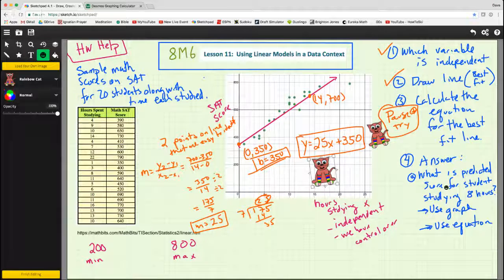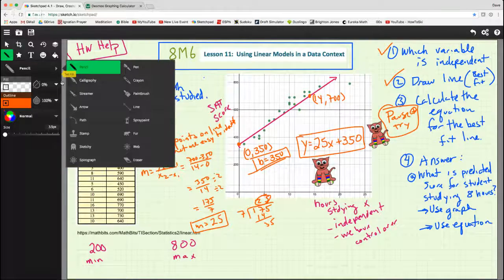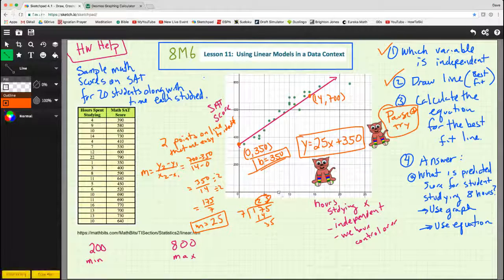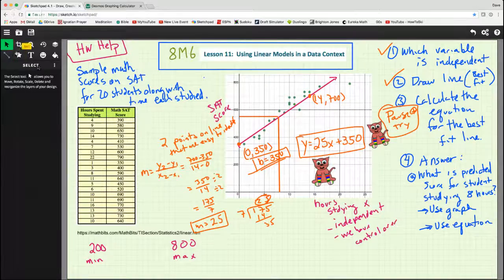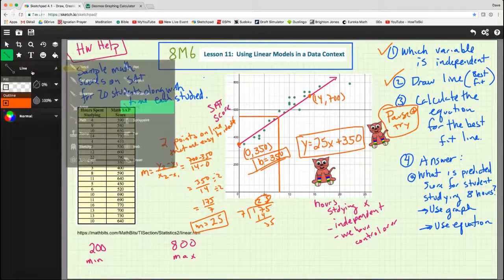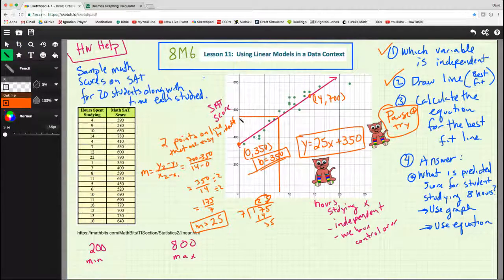Now let's answer this question. What is predicted for a student who studies 8 hours? So let's pretend we study 8 hours, and let's see what we think our score might be. If we study 8 hours, that comes to right here, and then that would be what score? 4, 5, 6. Now that would be 500. So we think that the score would be a 550. So using the graph, we think it's 550.